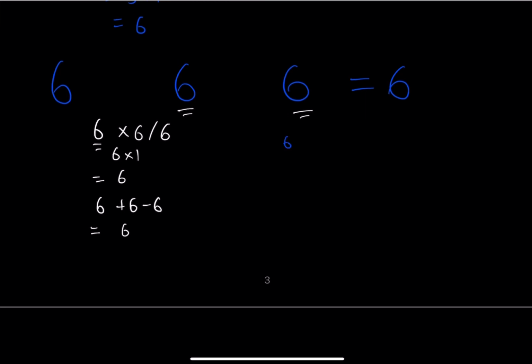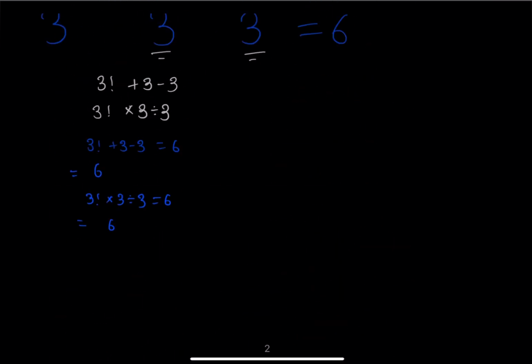So both of these work. 6 times 6 divided by 6 gives us 6. And 6 plus 6 minus 6 also gives us 6.